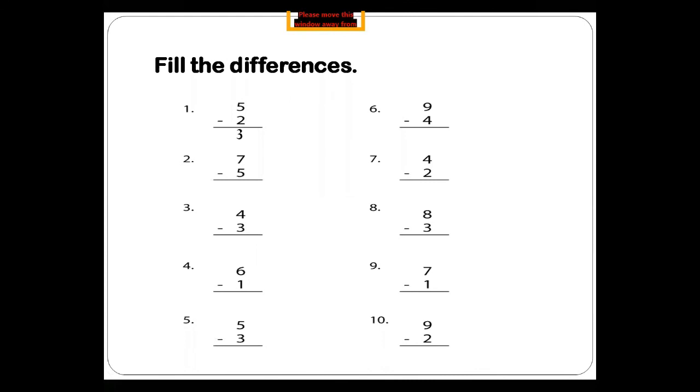Now we have to subtract the numbers. 5 minus 2, 3. 7 minus 5, 2. 4 minus 3, 1. 6 minus 1, 5. 5 minus 3, 2. 9 minus 4, 5. 4 minus 2, 2. 8 minus 3, 5. 7 minus 1, 6. 9 minus 2, 7.